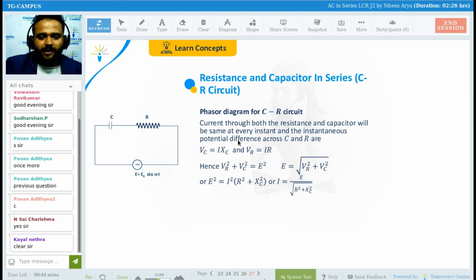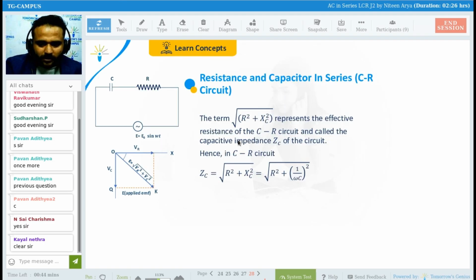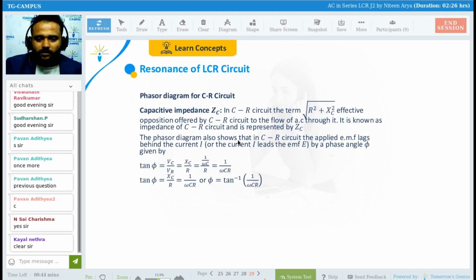So the phasor diagram for this, okay, we have done this thing now. That is a repeat, it is not going to bother us. Now this is the thing we need to take care of: the phasor diagram for the CR circuit.